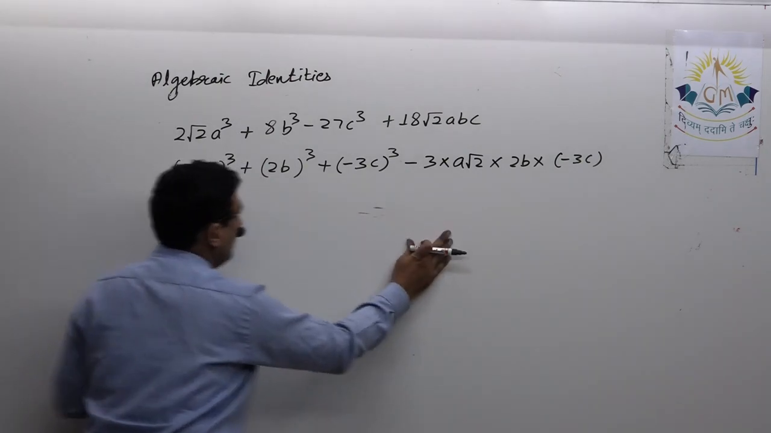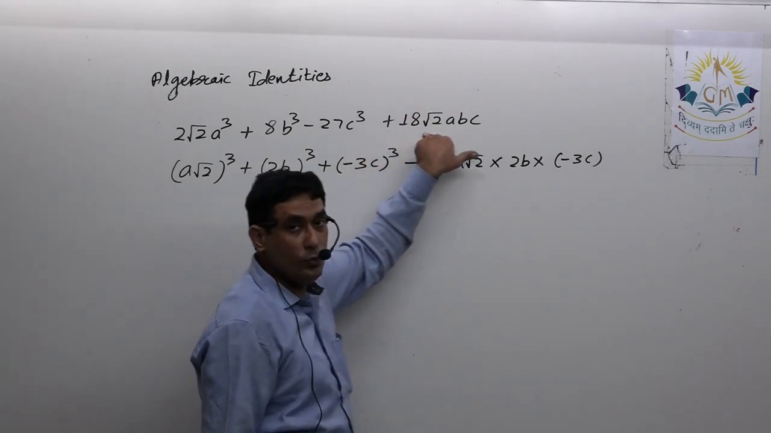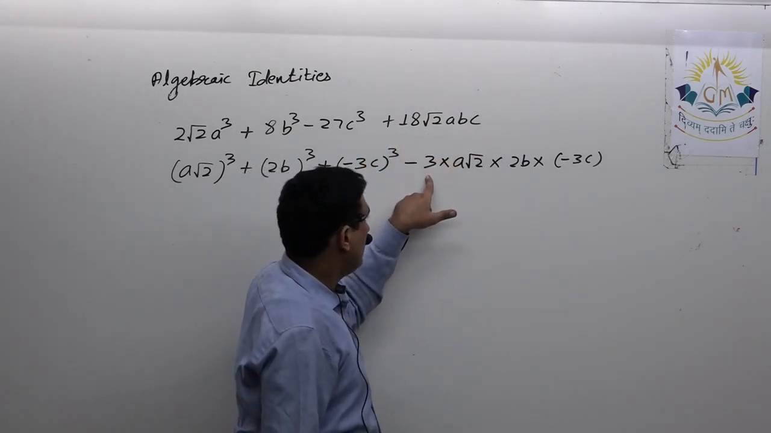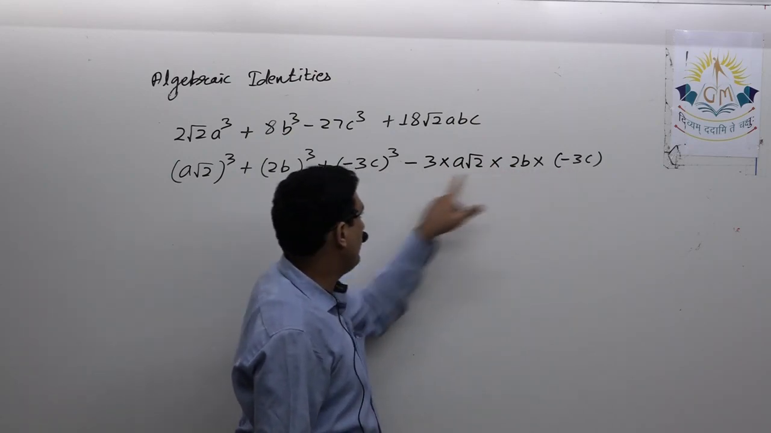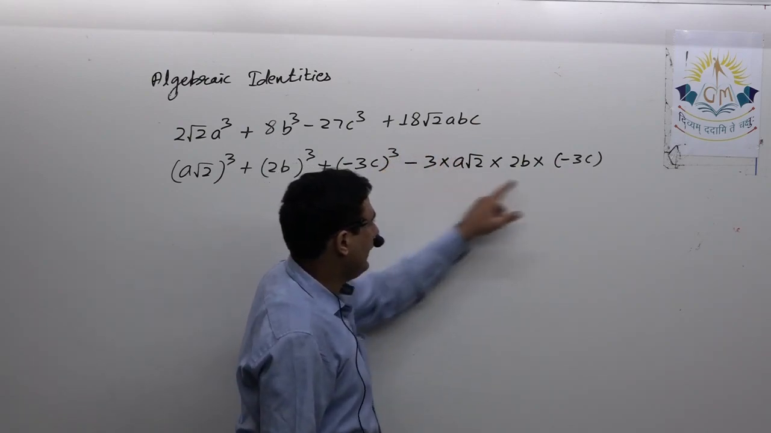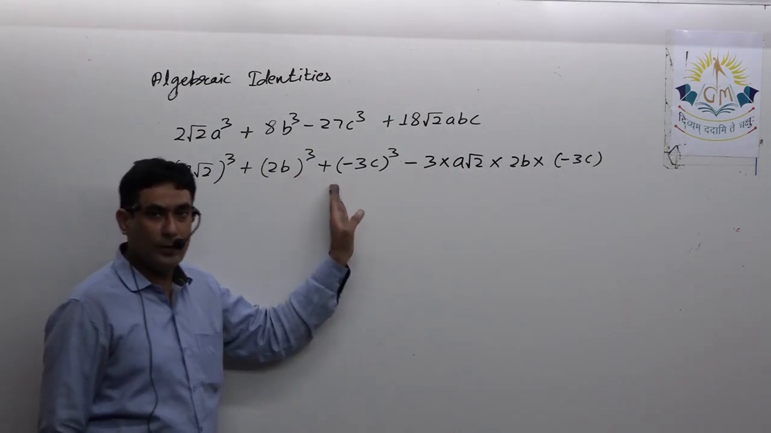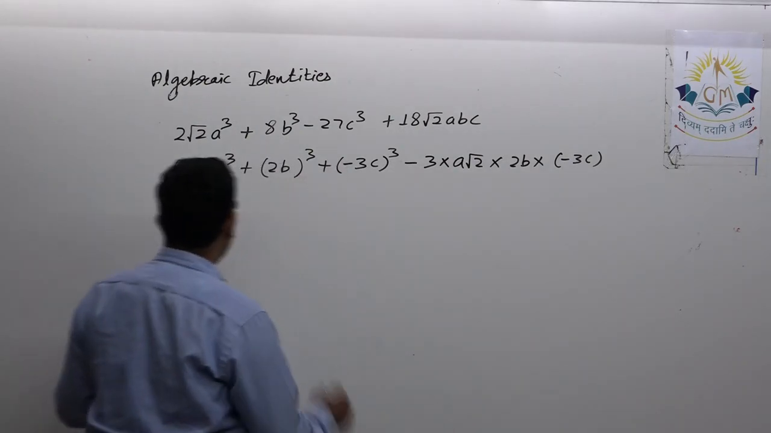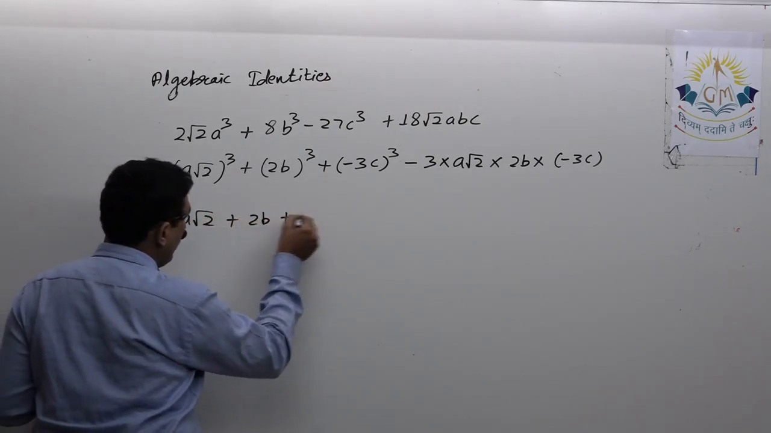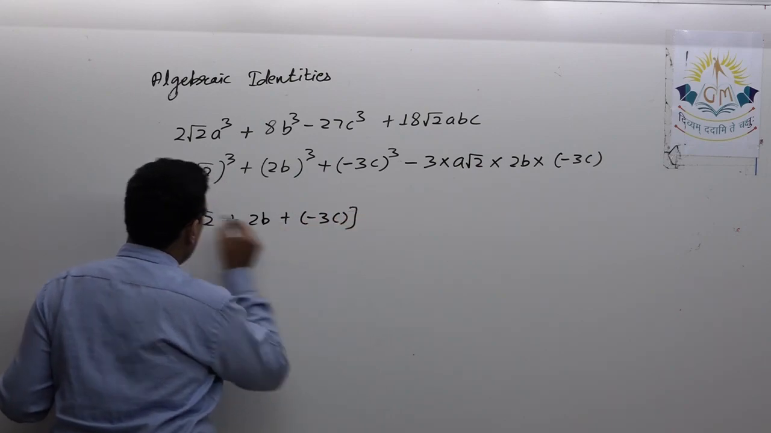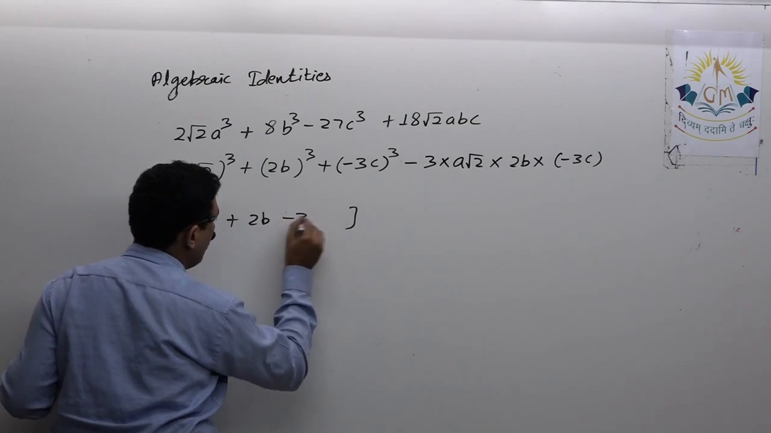Now I have to just check whether the product of these terms is equal to 18 root 2 abc or not. So 3 2s are 6, 6 3s are 18, minus minus plus, yes, root 2 is there, abc is there. So this exactly fits the identity of a cube plus b cube plus c cube minus 3abc. So here it should be a plus b plus c, so ultimately here it will become minus 3c.